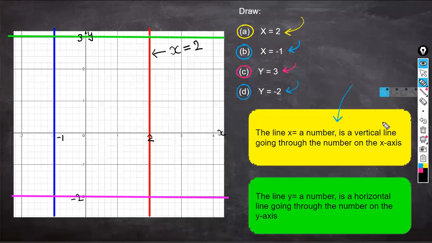So here's what I need everyone to do. You don't have to actually draw the graphs or anything. I need you to take down the notes. You see the notes in the yellow bubble and the green bubble? That summarizes what we just did.